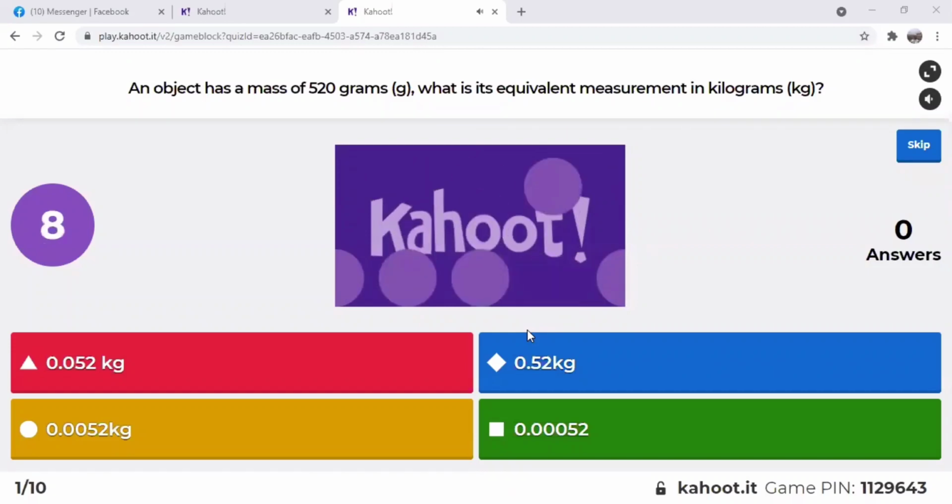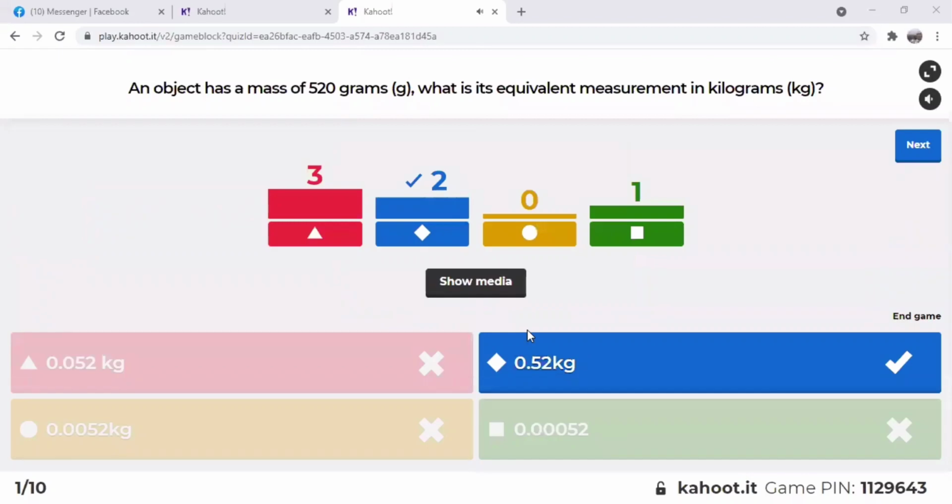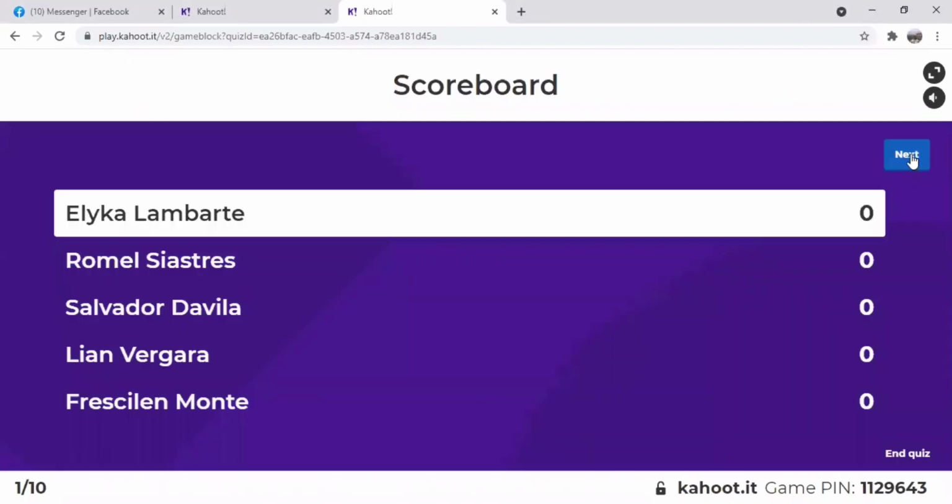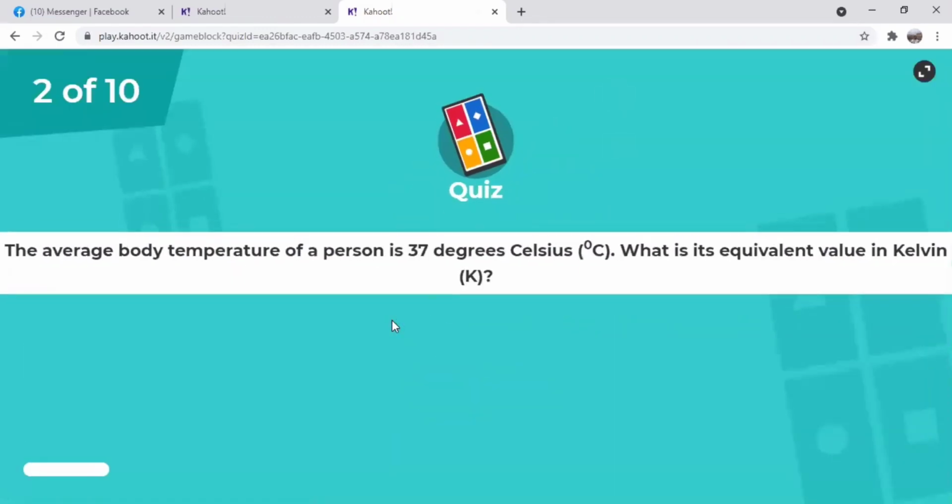10 seconds left. 7, 5, 4. Press the color. All right. And the correct answer is 2. Okay. Elika and Romel, congratulations. Next, we still have 9 more to go.